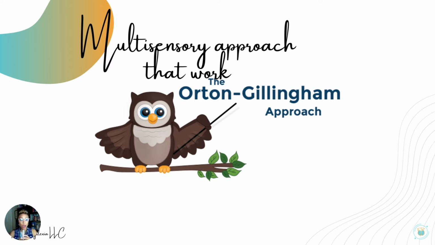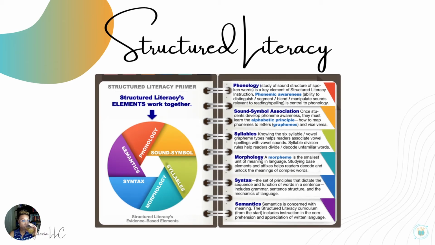So moving on to structured literacy. This visual is taken straight from IDA, International Dyslexia Association. And so there are six pillars, I will use the word pillars, or 6 elements, I will say, that work together to have structured literacy be a success. So you got to have the phonology, you have to have the sound symbol association, you have to have a really good understanding of the 6 syllable types. You have to understand the morphology, understanding that the smallest unit of meaning in language is morphology. You need to understand syntax.